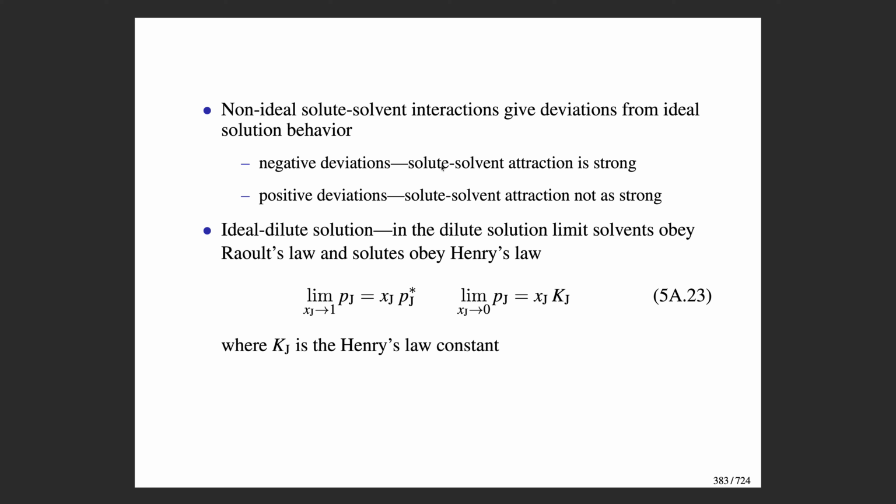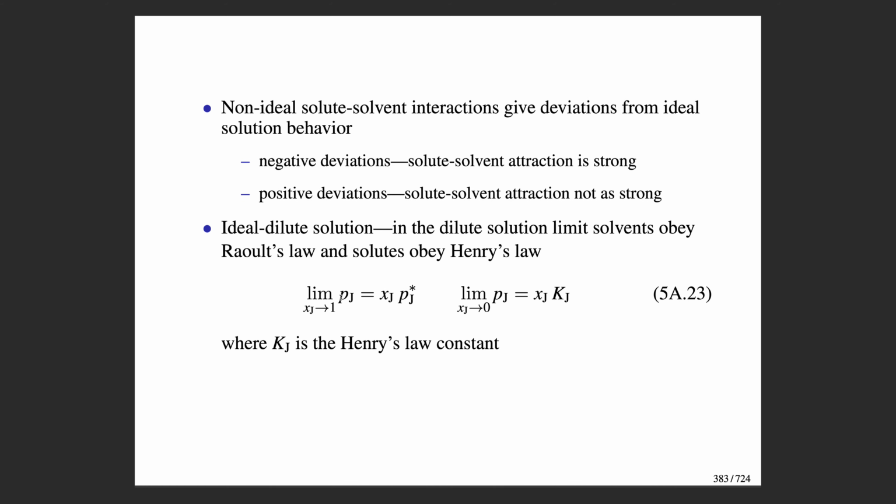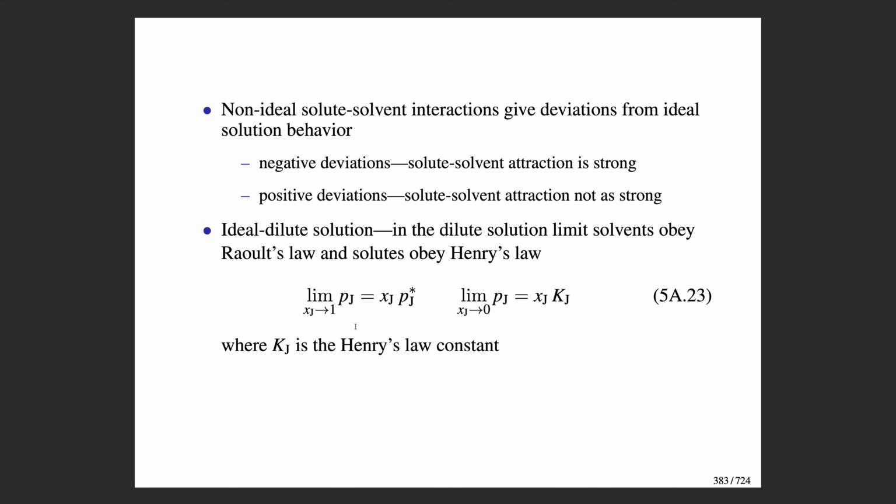Okay, so what's going on here with this notation? The vapor pressure of component J, in the limit that the mole fraction of J goes to 1, that is when the solution is almost pure component J, obeys Raoult's law. However, in the opposite limit, when we're considering a solute, the vapor pressure of the solute, when its mole fraction is going to 0, obeys a linear law, but it's not Raoult's law, it's Henry's law. That is, the constant involved is not the vapor pressure of the pure component, it's some other constant called the Henry's law constant.